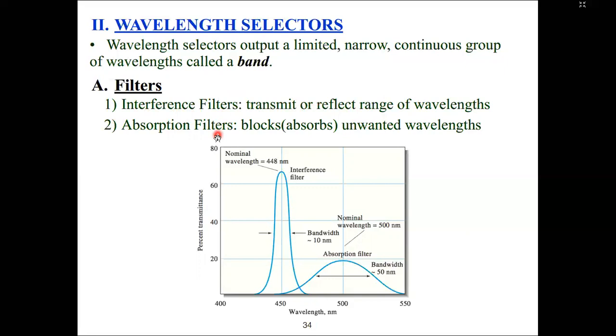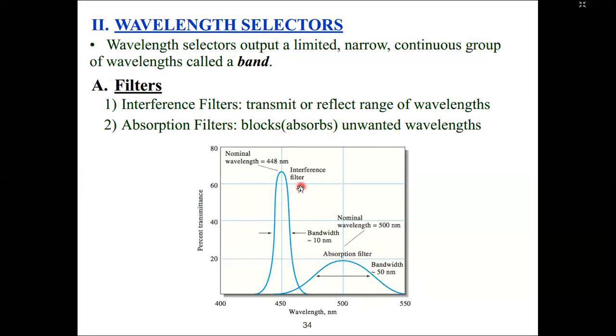Absorption filter. So what does the absorption filter do? It blocks, by absorbing those wavelengths that are not wanted. So it transmits the required wavelength, however, it absorbs the unwanted wavelength. The interference filter reflects the unwanted wavelength, while the absorption filter absorbs the unwanted wavelength. So this figure shows the comparison between interference filter and absorption filter.